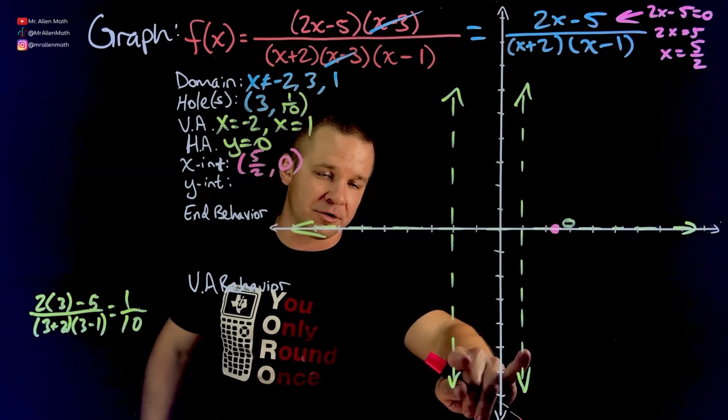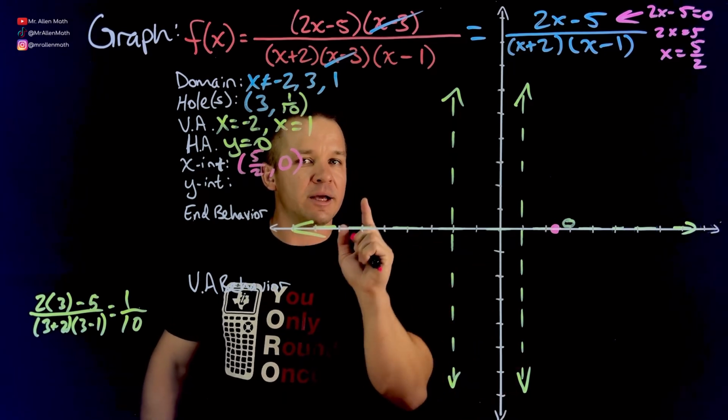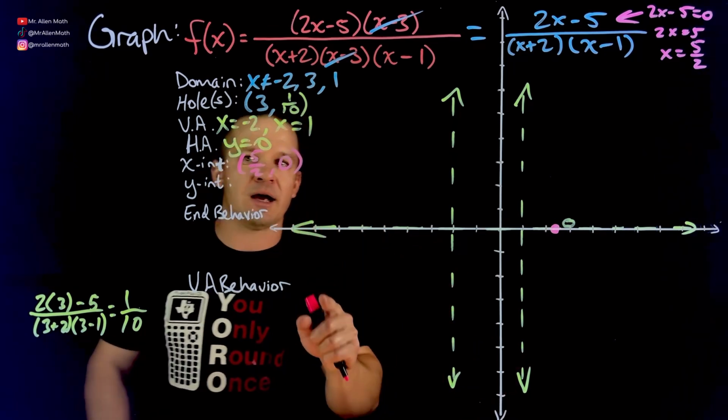I'm never going to cross a vertical. Right? That's never going to happen. But I can cross a horizontal, okay? And it's going to happen here.